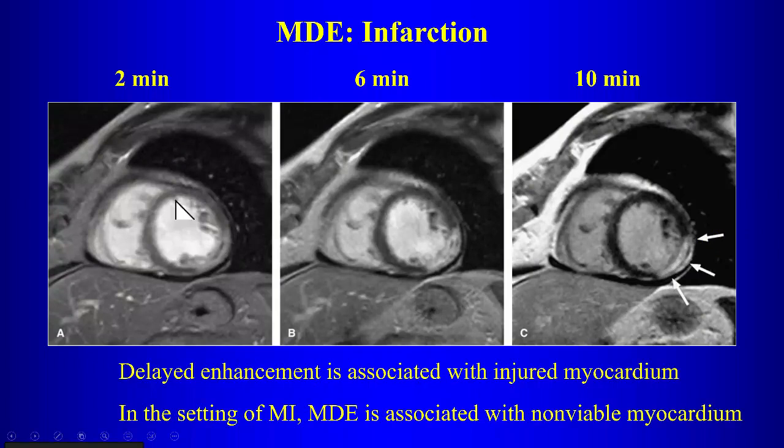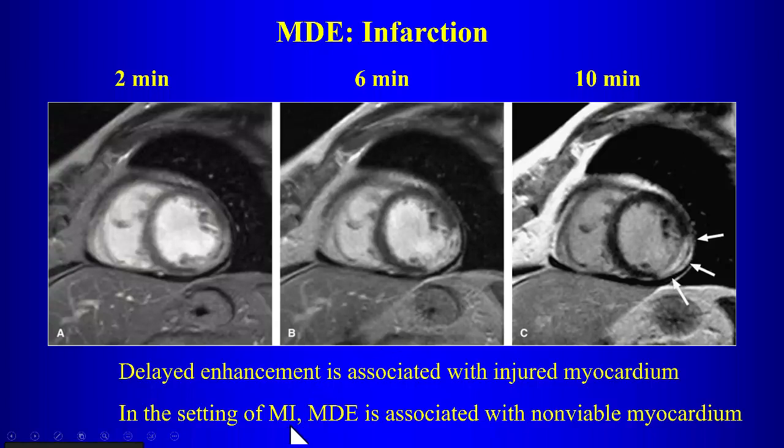So what we have here is 2 minutes after we give gadolinium, we can see a little bit of enhancement. 6 minutes, there's a little bit more, but once we get out to 10 minutes, now you can really see that contrast here between the abnormal myocardium where there is an infarction compared to the normal myocardium. So about 10 minutes out is when you have that maximum difference in enhancement between abnormal and normal myocardium.